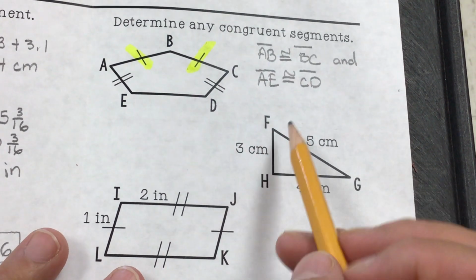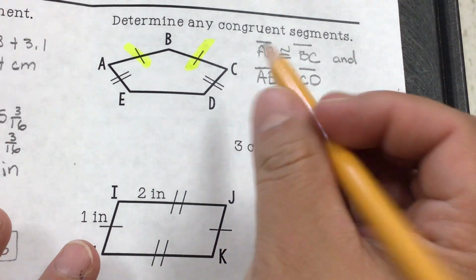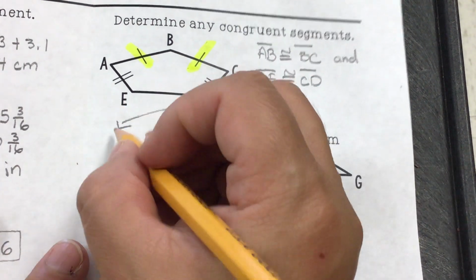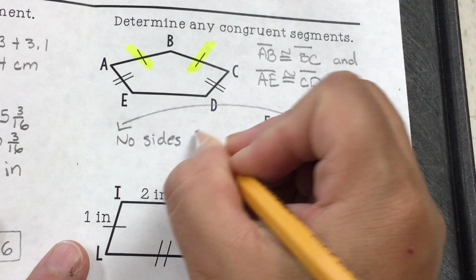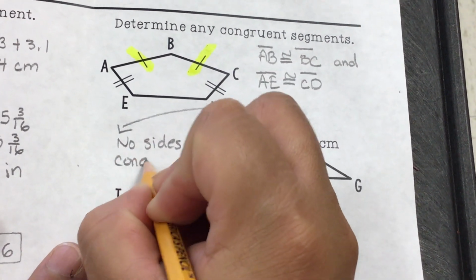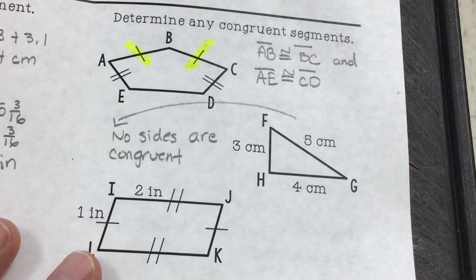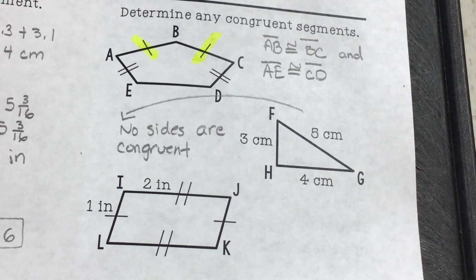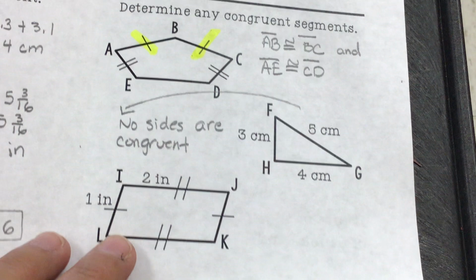The next one. We have 3 different measures. That means that none of them are congruent. Please answer the question and write no sides are congruent. Because if you leave it blank, I might think that you just forgot to answer the question or don't know the answer to the question.